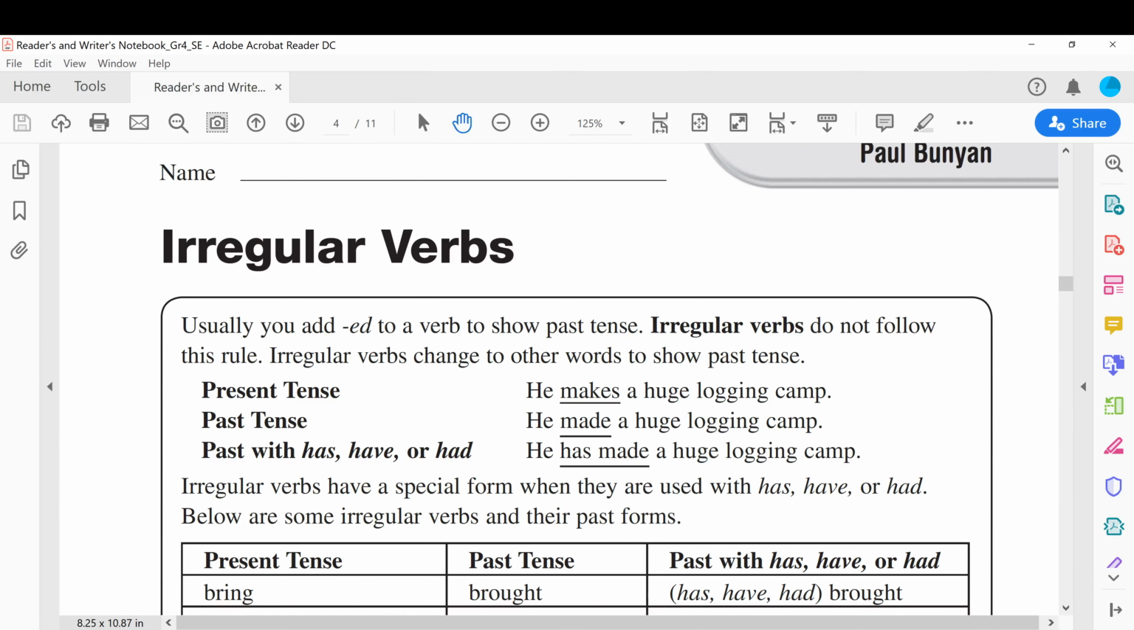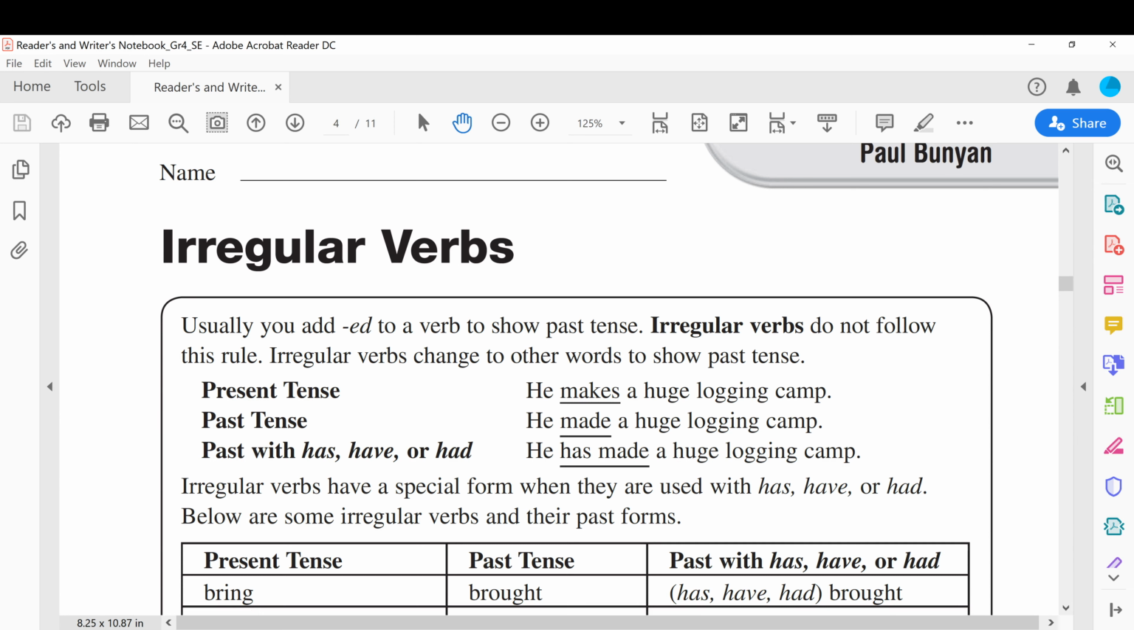Usually you add -ed when we want to make the past. We just put -ed. For example, smile, I smiled in the past. Play, I played football yesterday. Play plus -ed to make the past, played. We add -ed to a verb to show past tense. This is when we have regular verbs. Regular means without the ir in irregular, just regular. It's simple. We just put -ed to make the past.